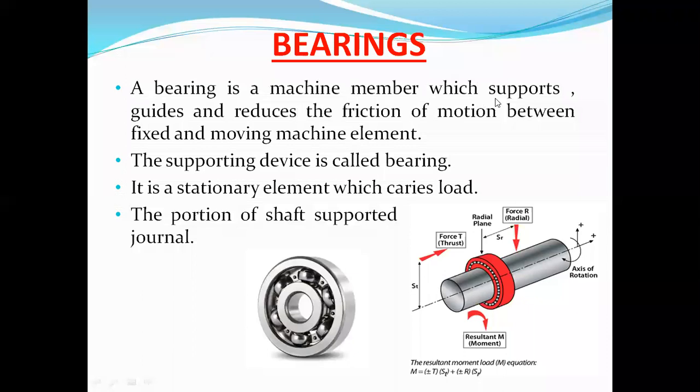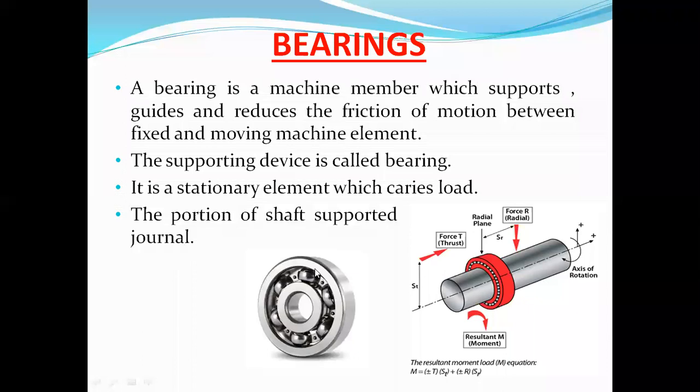That is nothing but it supports another component, it guides the component, and it reduces the friction between the fixed component and the moving component. So that is the first function of the bearing, and the supporting device is called a bearing. So the bearing is always a supporting device, and it is a stationary element which carries a load. It is not a movable element. The portion of the shaft supported is the journal in general.